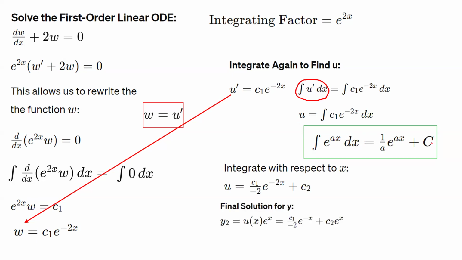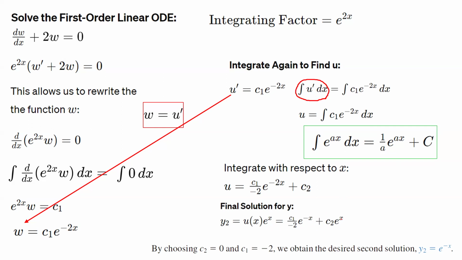What happens here? You can rewrite everything using this new function that you found. y2, which is u times e to the x, can be written by distributing e to the x here, and you get c1 divided by negative 2, e to the power negative 2x times e to the x, which becomes e to the power negative x, plus c2 e to the x. So you can choose c2 to be 0 and c1 to be negative 2, and y sub 2 becomes e to the power negative x.